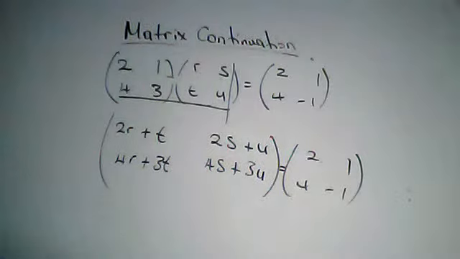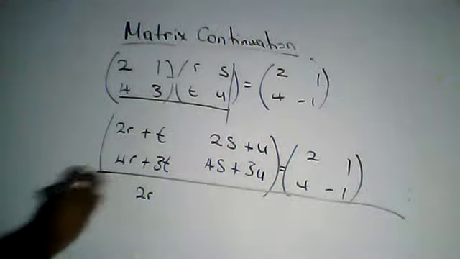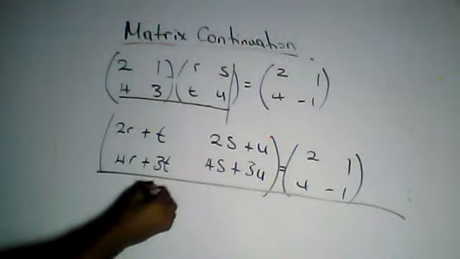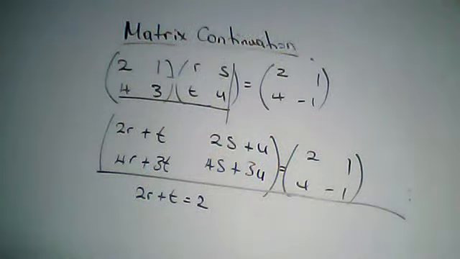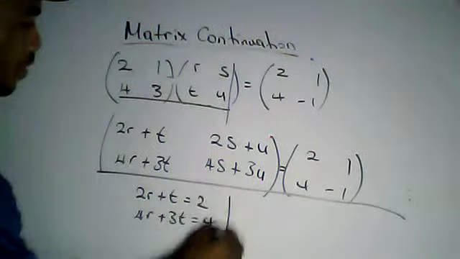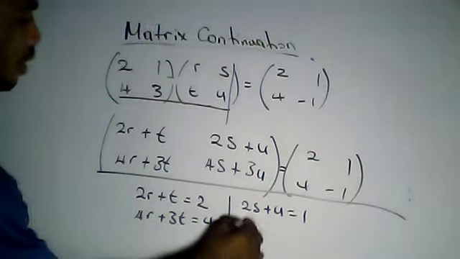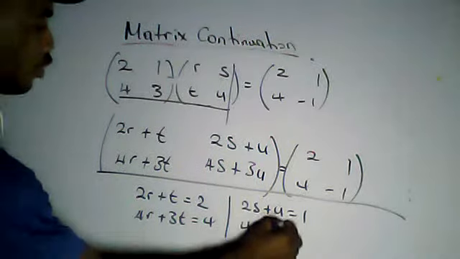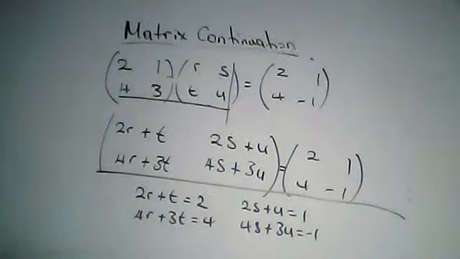So what I would actually have is 2R plus T equal to 2. We would have 2S plus U equal to 1, and 4S plus 3U equal to negative 1. So instead of dealing with 1 pair, this is actually 2 pairs. Understand?